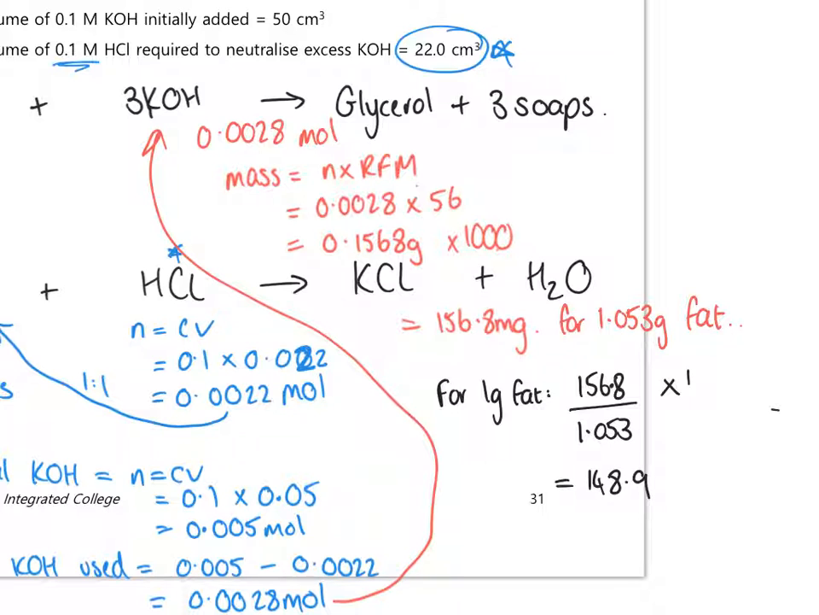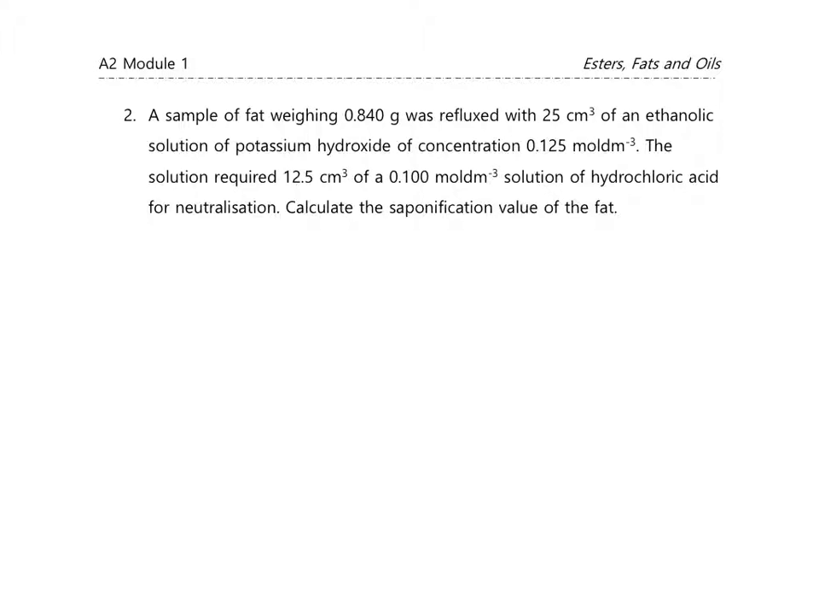148.9. If you want to make a wee note, it doesn't make any difference to your calculation, but if you were to be finding it for 2 grams of fat, you need to divide by how much you have and times by how much you wanted to go to. And that is your mass of fat given in the question. So your final step is just working it out for 1 gram of fat. What are my units? Milligrams.